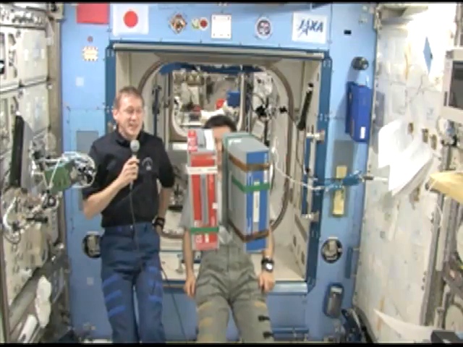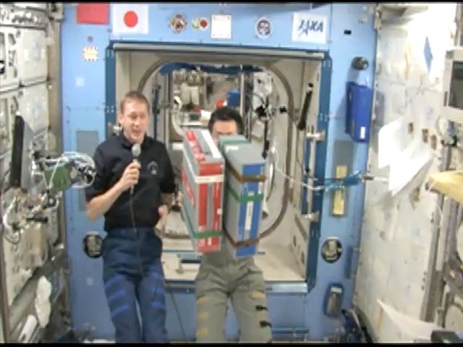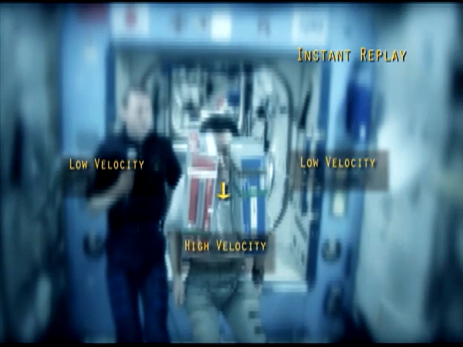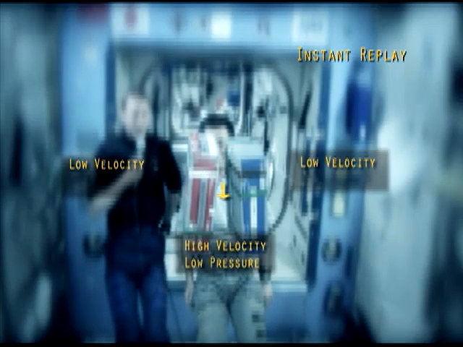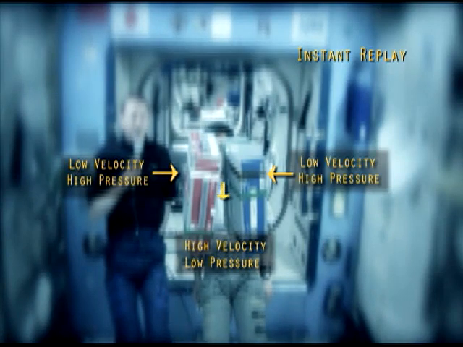What you can very easily see here is the containers drifting together. What is happening? Again, the air that Koichi is blowing through the containers has a higher velocity than the surrounding air. Because of that, the air traveling in between the containers has a lower pressure because it's moving at a higher speed. Because of that, the pressure on the outside is pressing the two containers together.